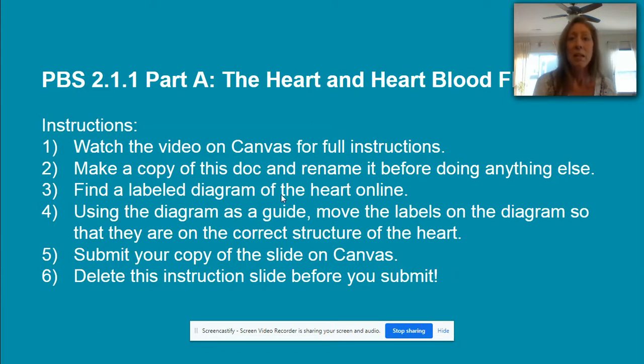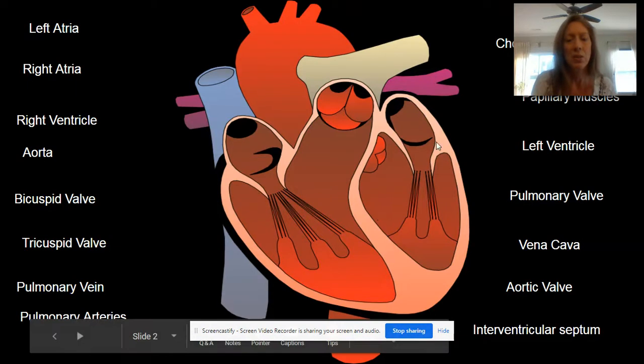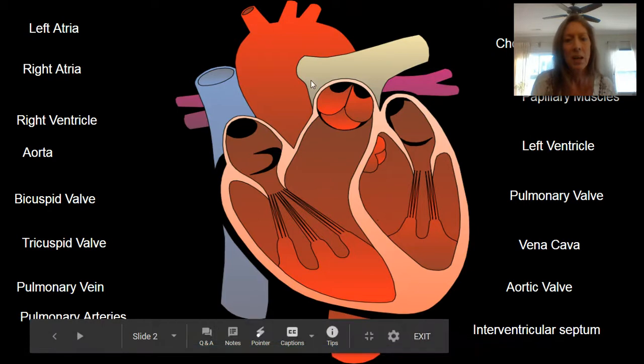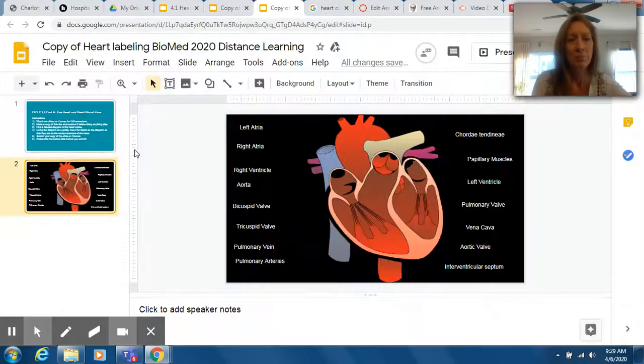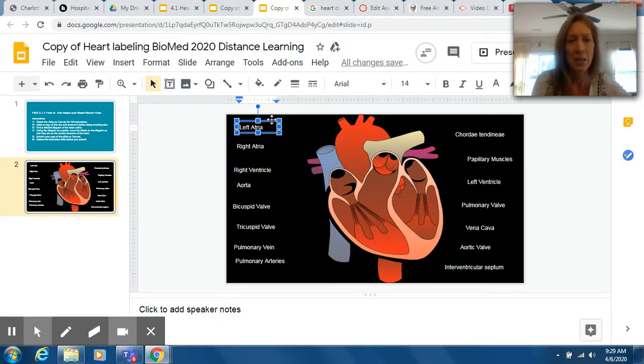You need to find a labeled diagram of the heart online, and the work that you did earlier for your notes might be helpful here. And then you're going to use the labels that are supplied and move them to label the parts of the heart. So here you can see your heart diagram. Let's say that I want to know where I'm going to have to move this left atrium label, and I need to know where on the heart I want to drag and drop it.